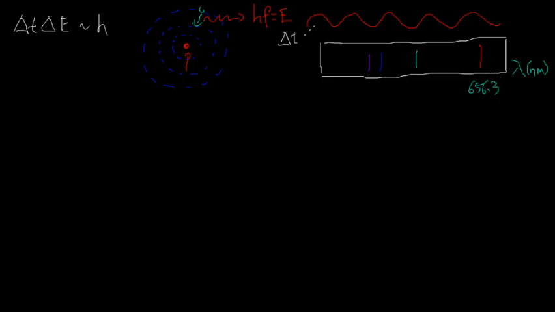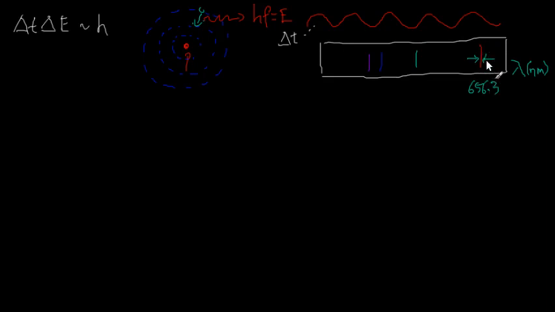It has a certain thickness in the line. It's very narrow, but it still has a thickness. So what it means is that there is a certain range of wavelengths in this red line. Very narrow range, but still it's not a single wavelength. There's a range of wavelength.